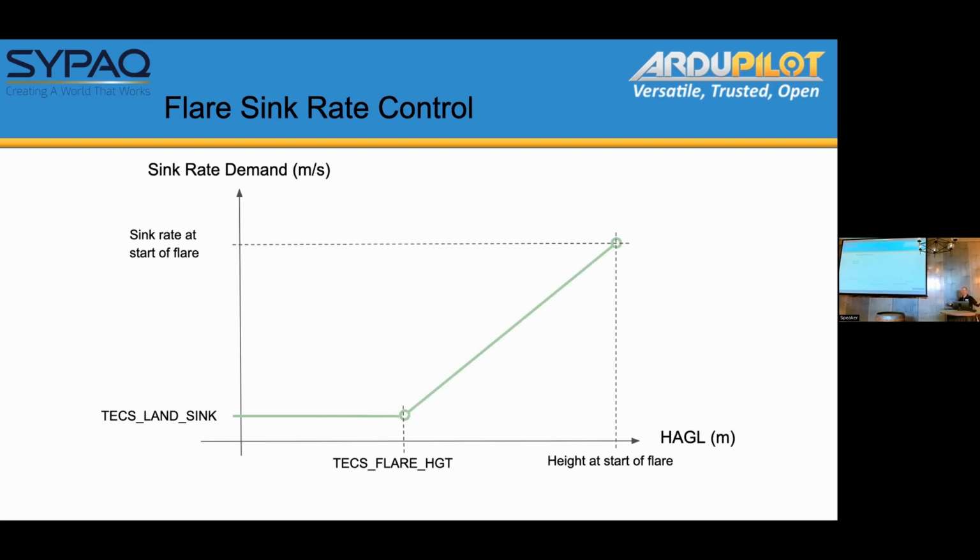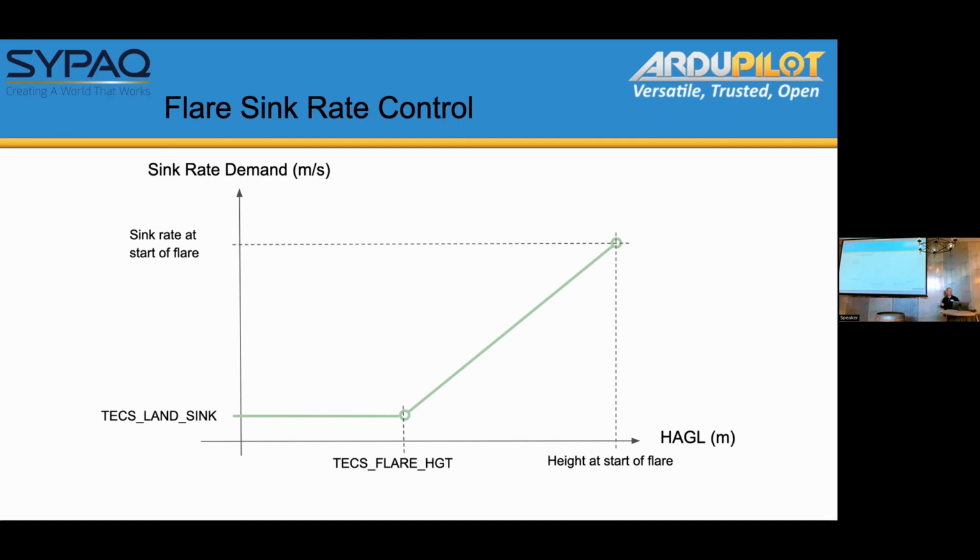So we have the height at the start of the flare, and that's height above ground. It's either an estimate, or as it actually comes from the measurement using the LiDAR, or it's an estimate that's updated using the LiDAR, I should say. And then we have the flare height, which is the height that TECS tries to hold off the flare at.